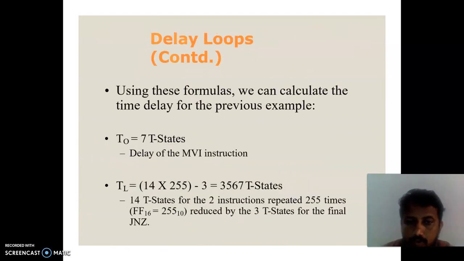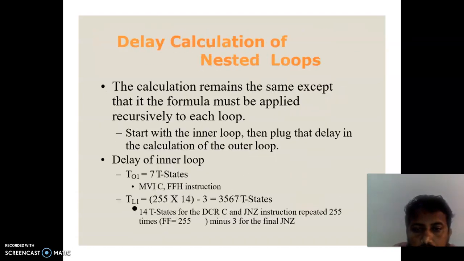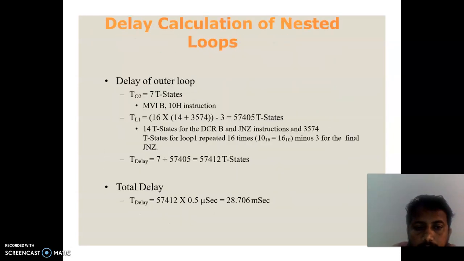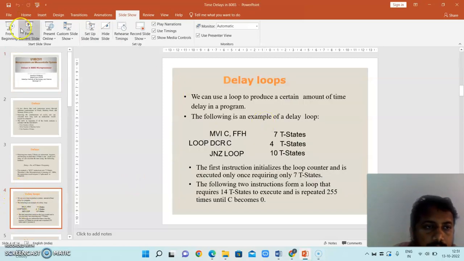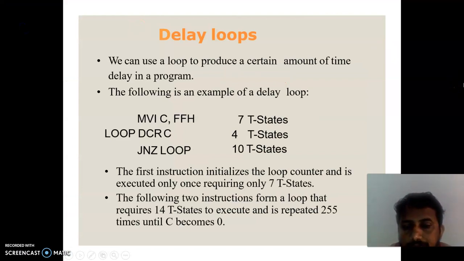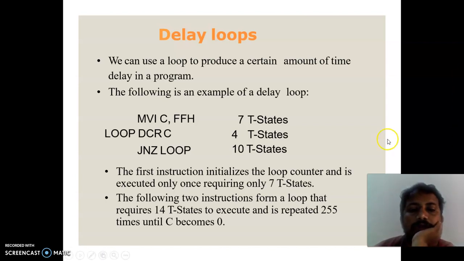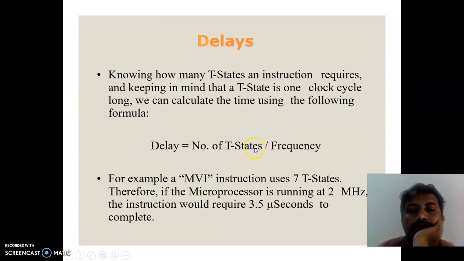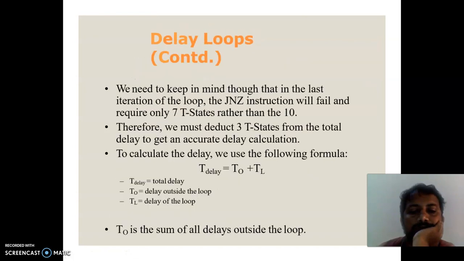Now here, what we can do is go back to this same example. If you want to make a required delay, say we want a delay of 1 millisecond or 2 milliseconds, how can you make a delay of this? First of all, you have seen that the total delay is equal to the number of states divided by frequency. So here, the total delay is equal to T0 plus TL.